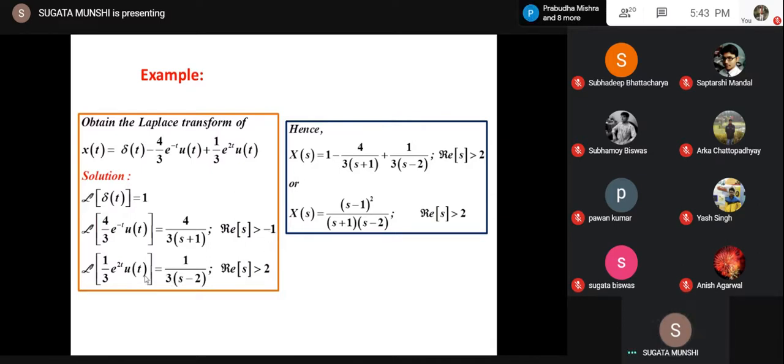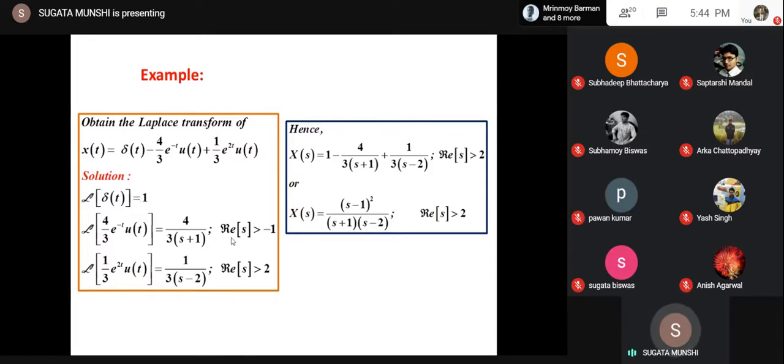Now here you have a causal component once more. So the Laplace transform of this causal component is 1 by 3 into (s minus 2), with the ROC represented by sigma greater than 2. Therefore, X(s) will be the sum of all these three terms, and the region will be sigma greater than 2. What is the region of convergence of the Laplace transform of delta(t), which is 1? All the values on the real axis, the entire s plane is the region of convergence.